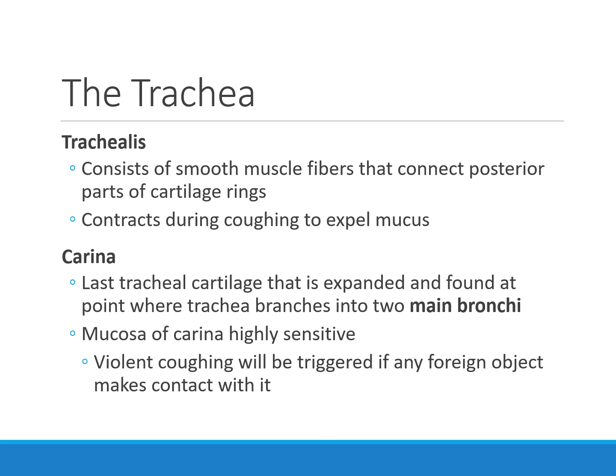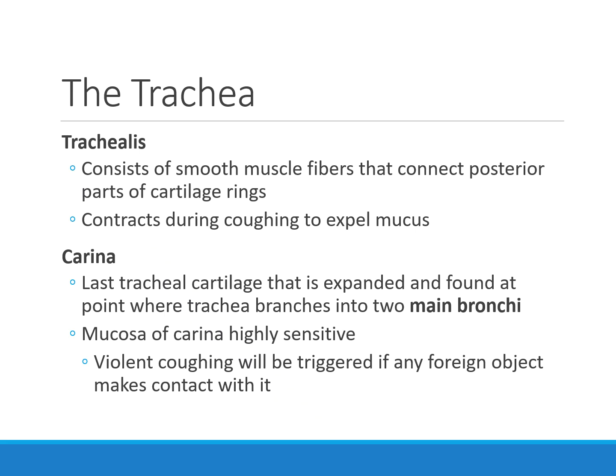On the back side of the trachea, you have something called the trachealis, which is smooth muscle fibers that connect the back side of the cartilage rings, because the rings are C-shaped. They're not O-shaped, they're C-shaped. So they're open on the back side, and what connects those two sides is the trachealis, and that is what contracts during coughing to help expel the mucus that is in your trachea.